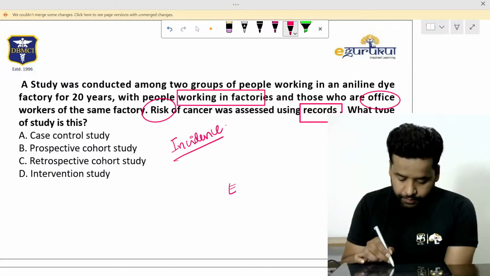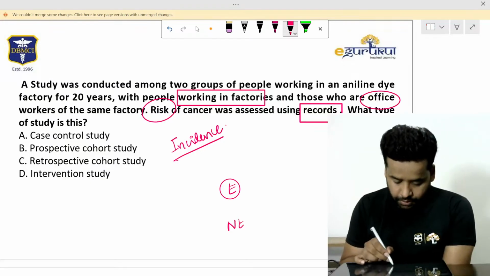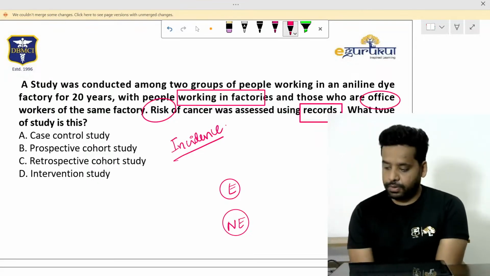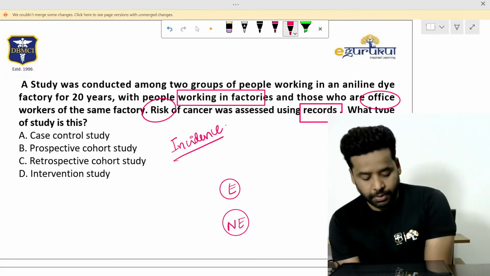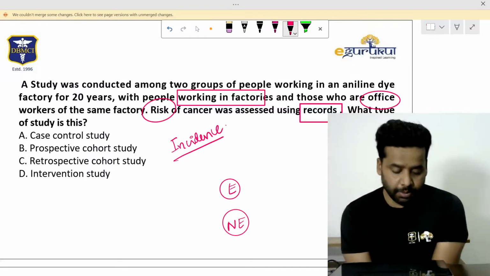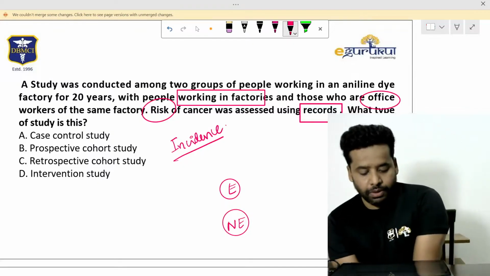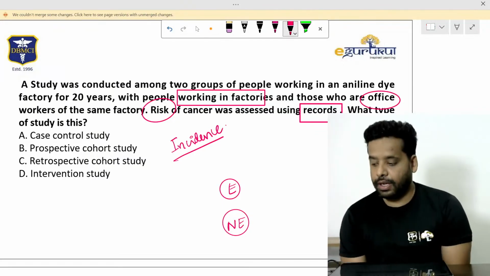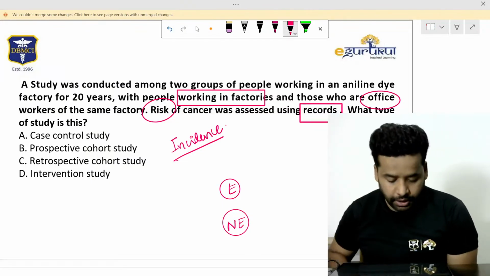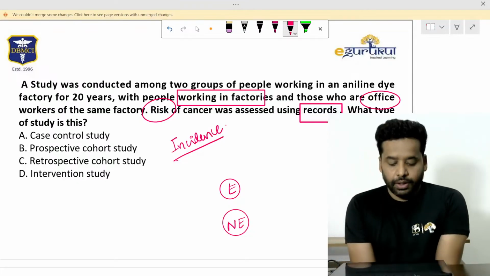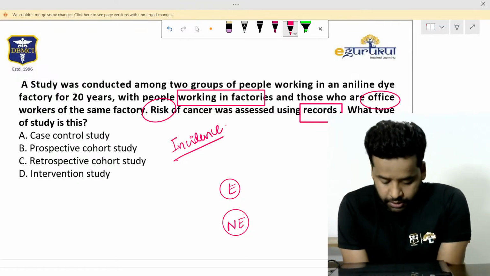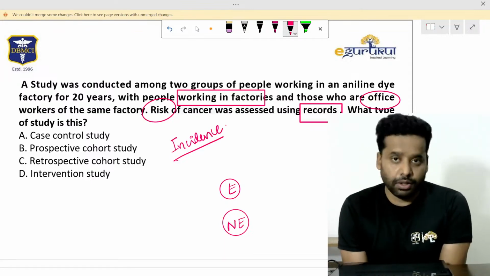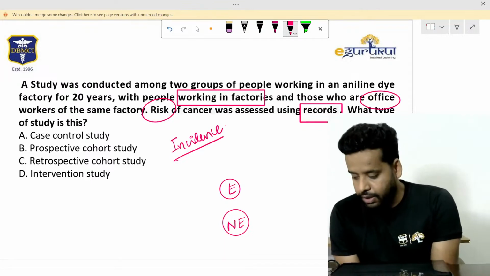Exposed workers, non-exposed workers. See the words properly. Exposed, non-exposed. Usually they ask questions on occupational exposure. Records. The purpose of doing such a study is to save time and cost.